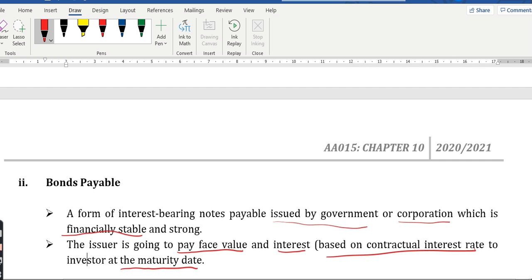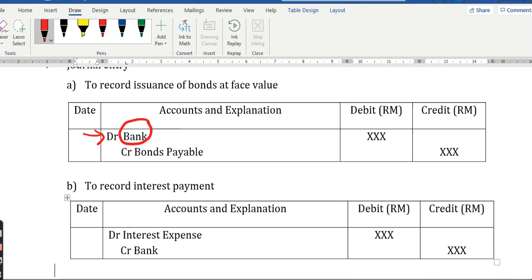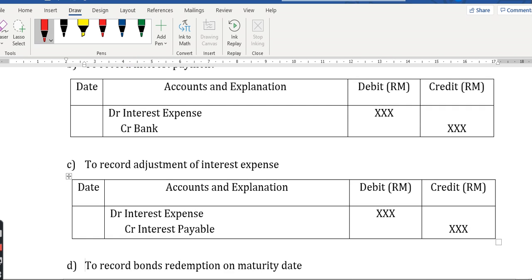Let's say the interest is for the current year, but no payment has been made yet. Still you need to record the adjustment for the interest expense. As usual, we need to declare the interest expense for that particular year, but since no payment has been made yet, we will credit our interest payable.